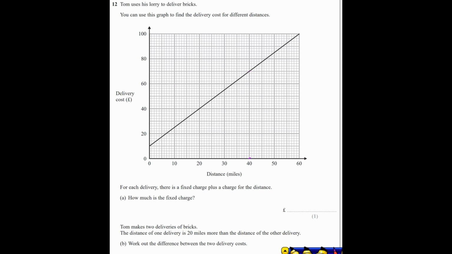So let's have a look at the questions we're being asked. Part A says, how much is the fixed charge? Because for each delivery there is a fixed charge plus a charge for the distance.